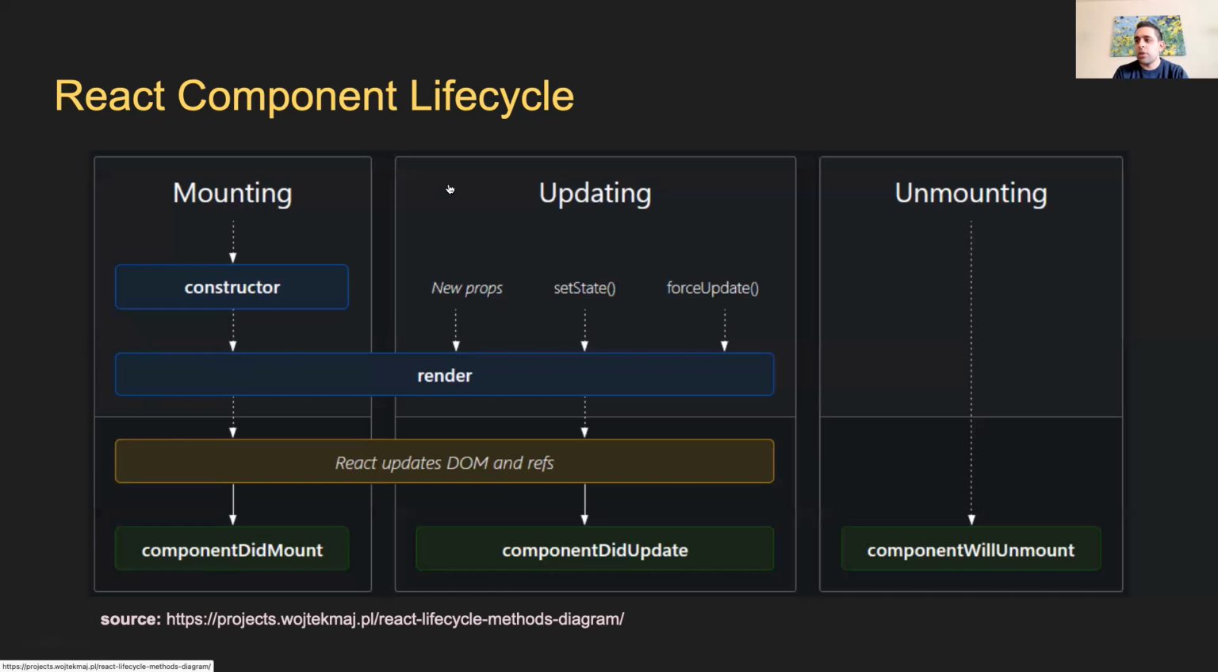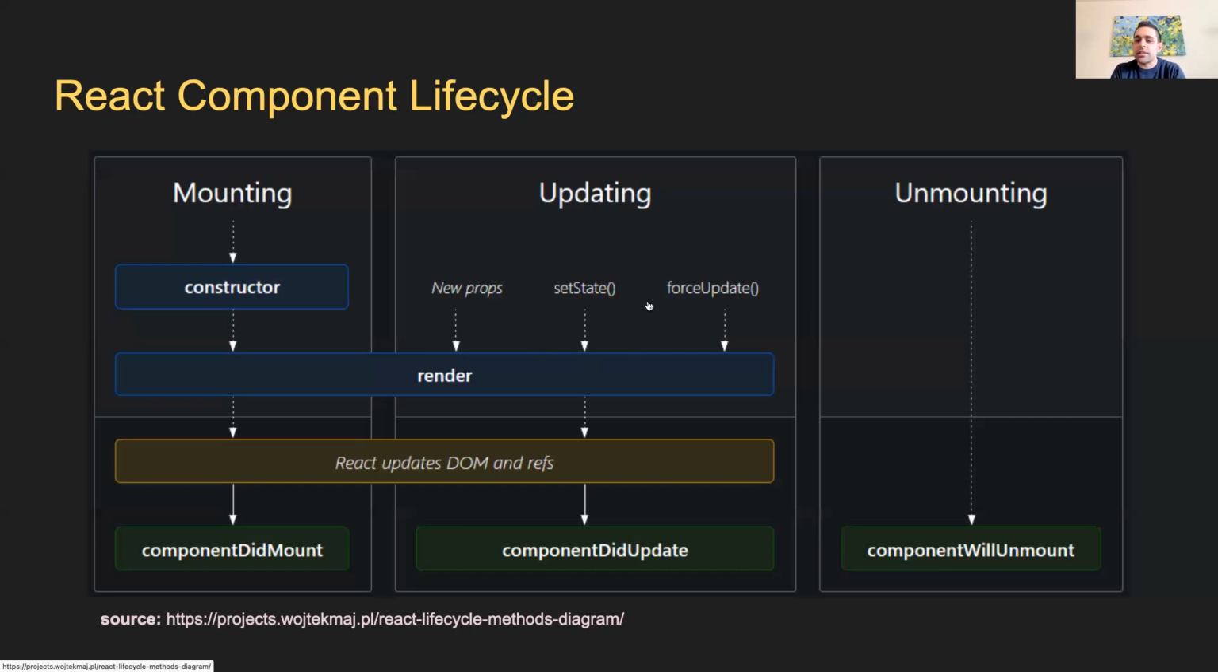All right, and then we have updating. So updating is the majority of the life for a component. When it exists, it might need to update based on various factors. So one is if the parent passes down new props, we will trigger a render because those props might change the output of our component.